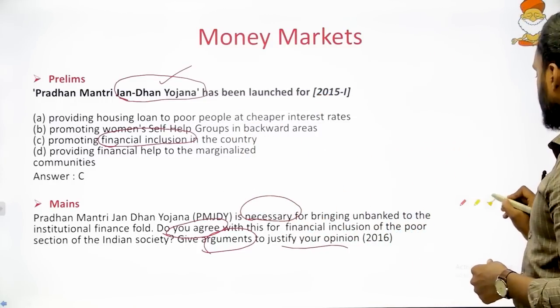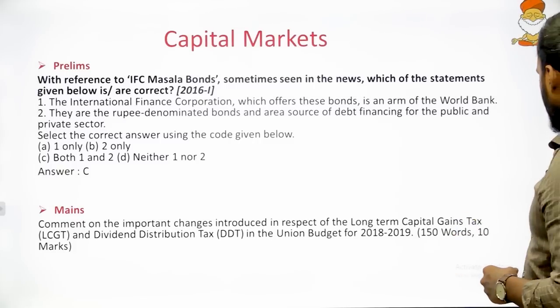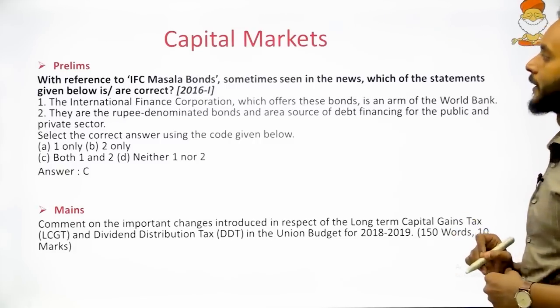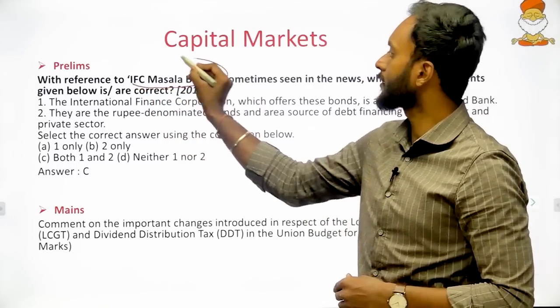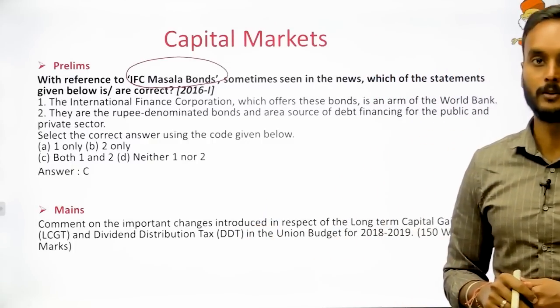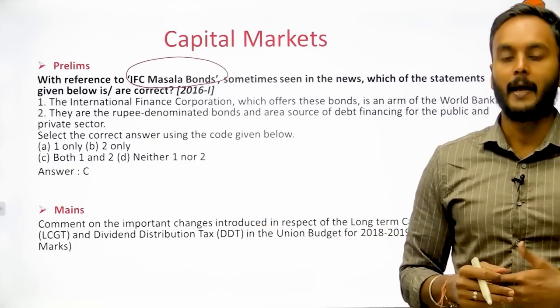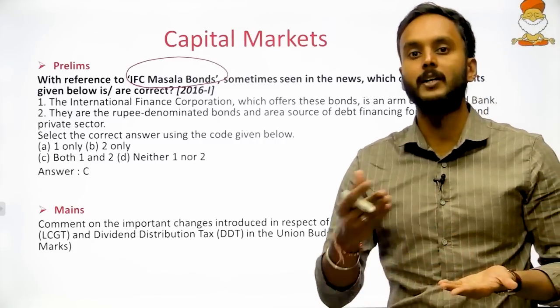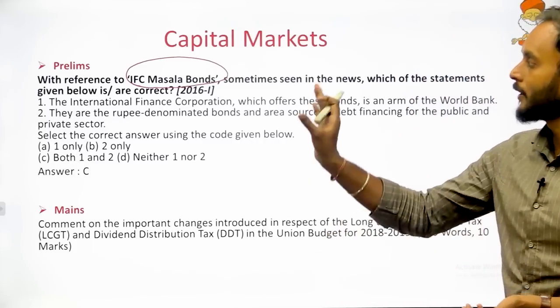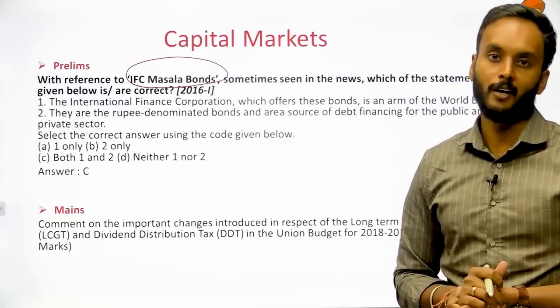Then, if you talk about, let us say, capital markets, the focus of the questions is on the instruments. Here, if you notice, the question is about a very interesting instrument called masala bonds. Why do we need it? Who introduced it? How can government make use of it? And can only government make use of it, or can anyone else? So, concept or instrument based questions are being asked in prelims with respect to capital markets.